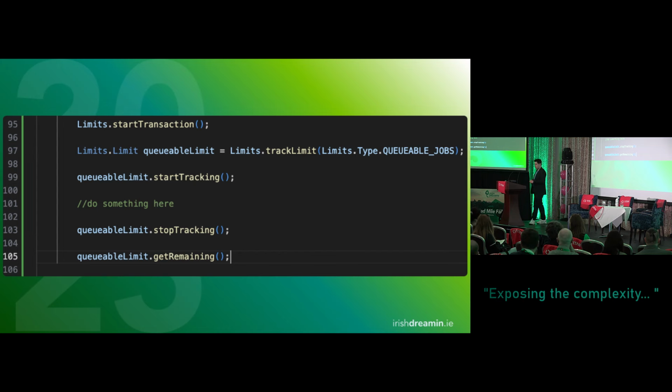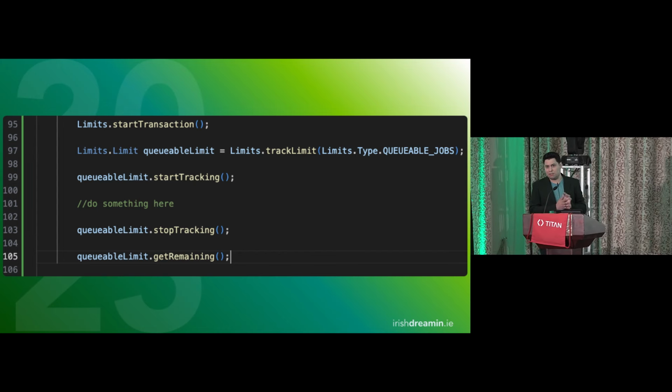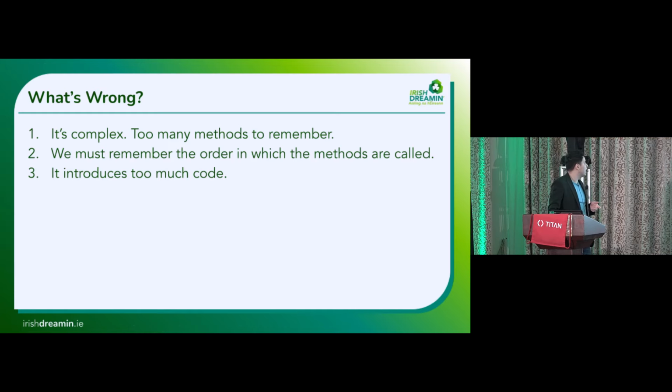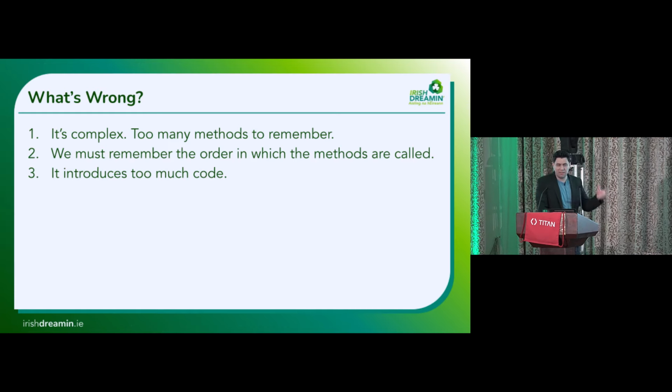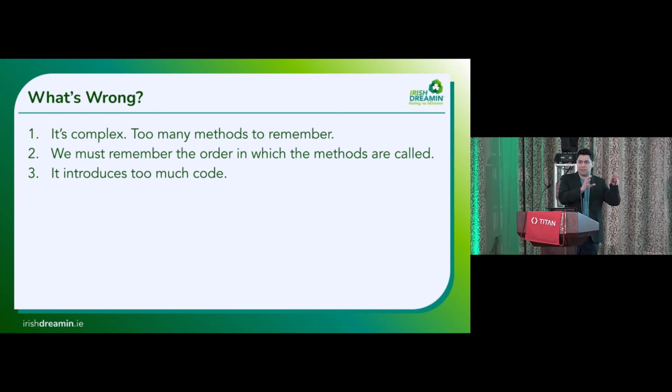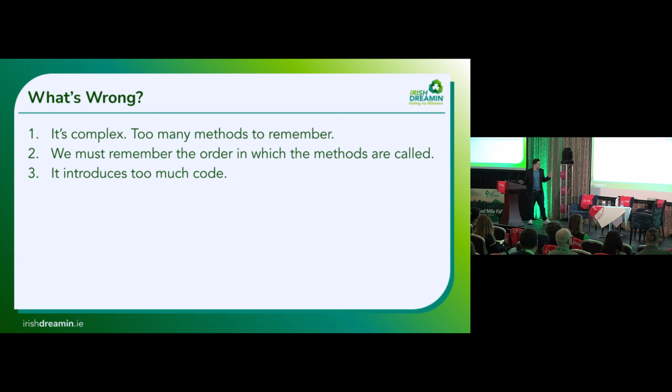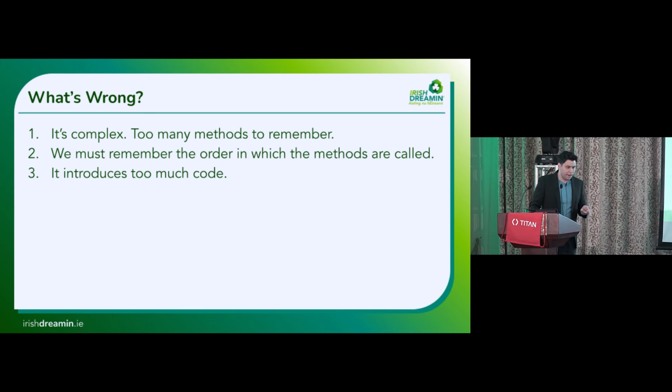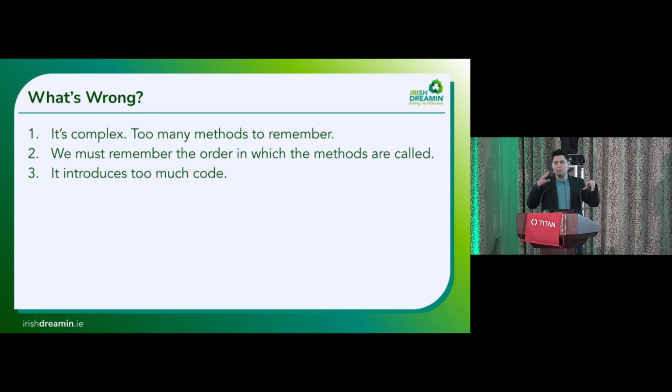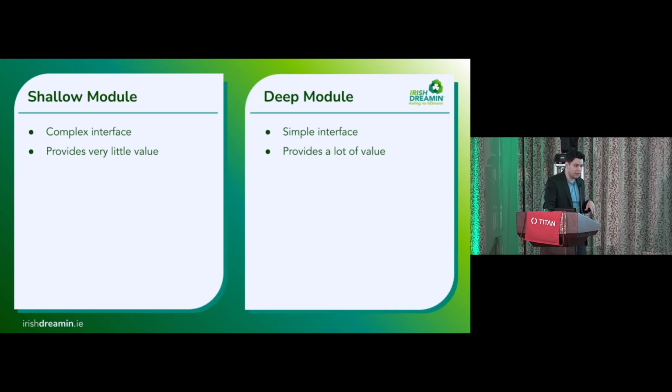Exposing the complexity. That's one thing. What else? Inconvenient. So it's complex. You have to think of all the little moving parts. You have to remember all the methods. You have to remember the order in which they need to be used, right? If you put one before the other one, then something is not going to work. And it just introduces too much code, too much boilerplate that just really wasn't needed.